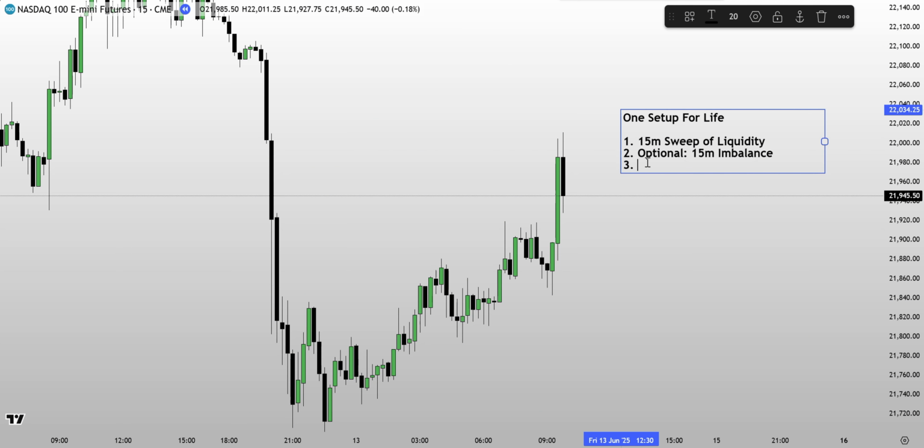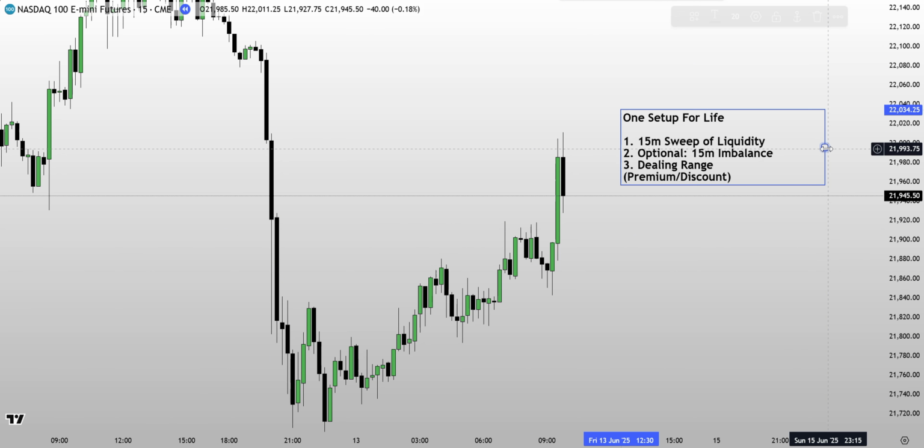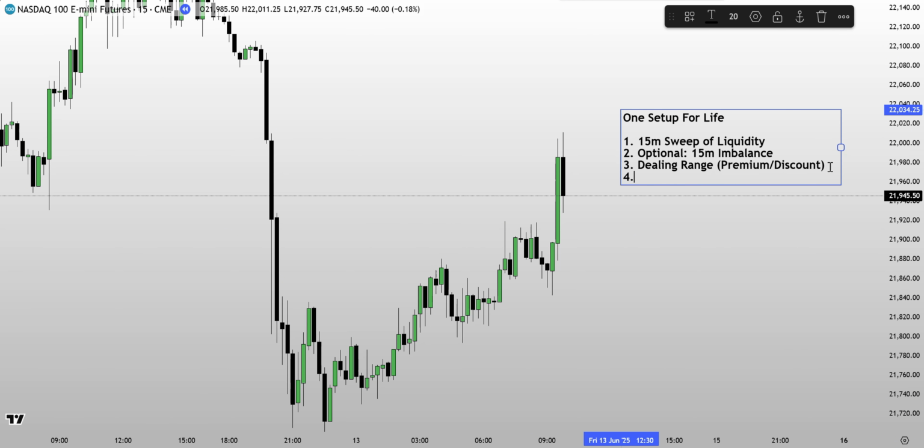Then once that is complete, you want to measure the dealing range. Specifically premium/discount, where price is relative to that dealing range. I have a video going into dealing range. If you want to dive into it, you can go check the video out. I'm just going to keep it at that. I want to be as brief and as straight to the point as possible.